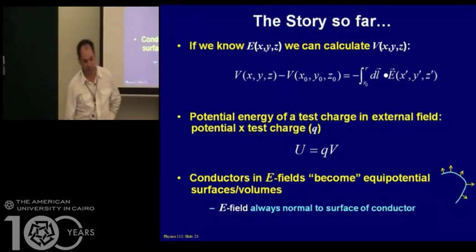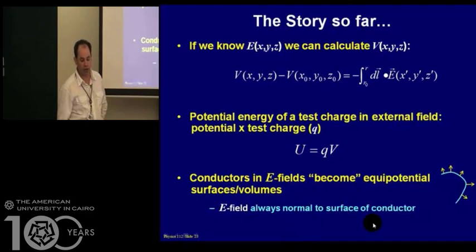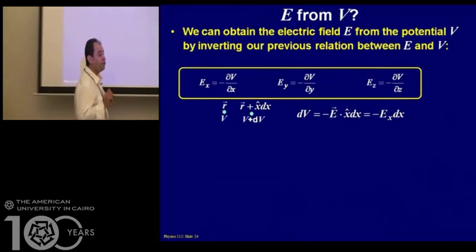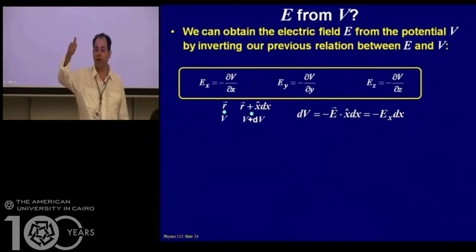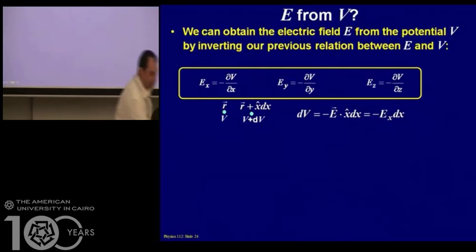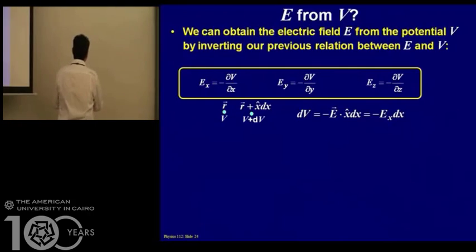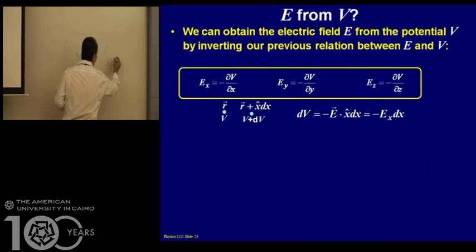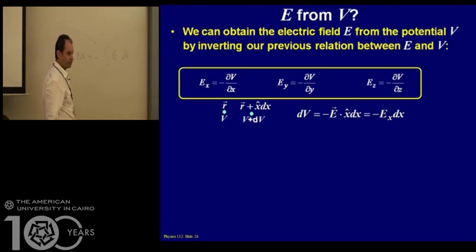The electric field is always normal to the surface of the conductor, whatever the shape of the conductor is. Those are the two pieces of information that we know so far. Then, if we know the electric field, we can simply get the potential. The potential between 2 points equals negative the integration of E dot dl. We know that.